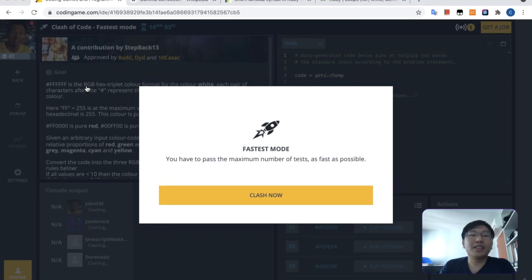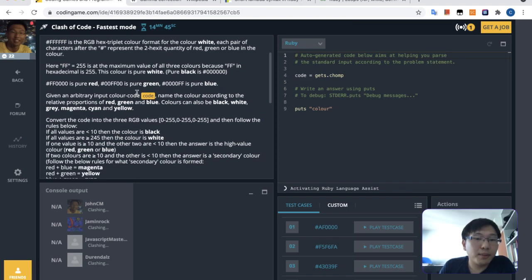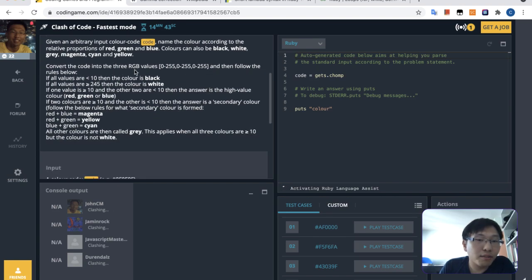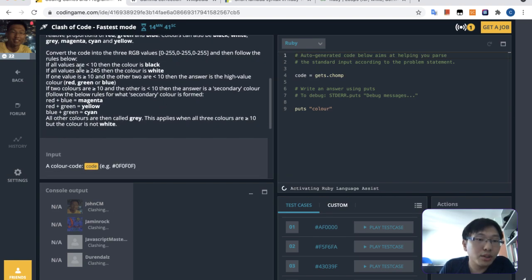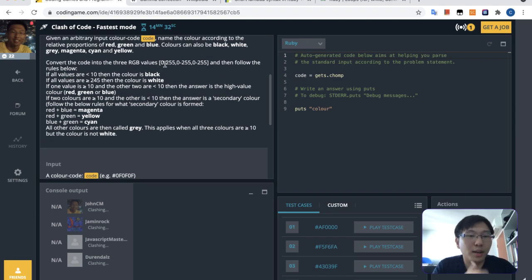Even before the question starts, I saw this is an RGB hex triplet color format. Each pair of hex represents two hex digits. Okay, this is a hex. Convert it into RGB, then follow the rules. If all values are smaller than 10, the color is black. If greater than 245, the color is white. Oh wow.